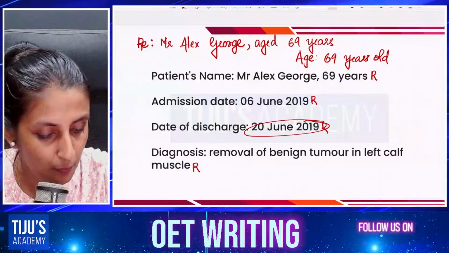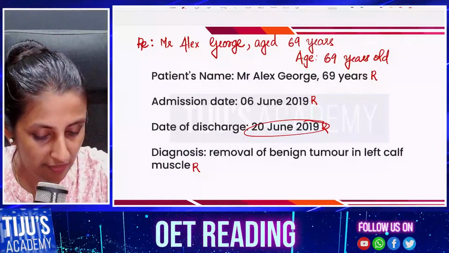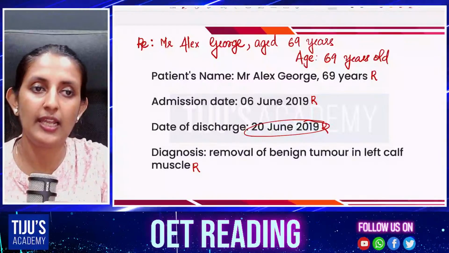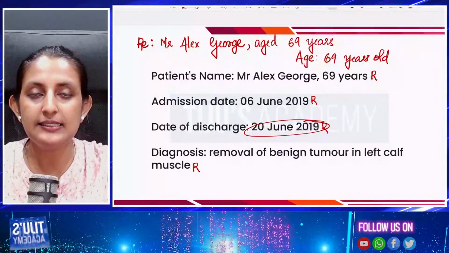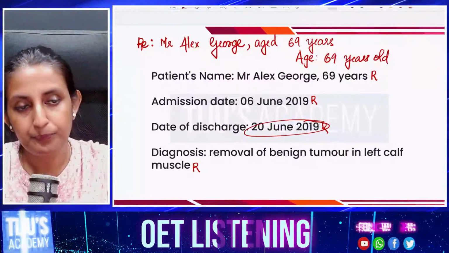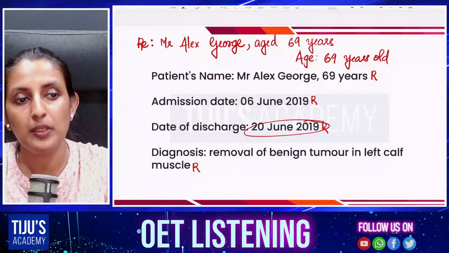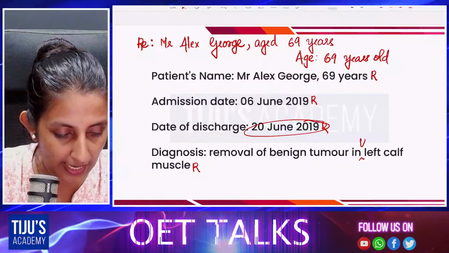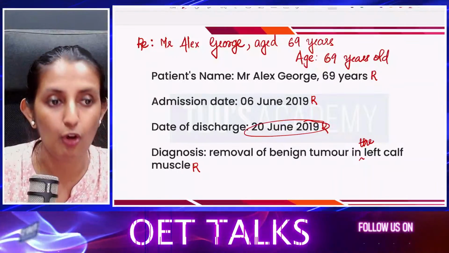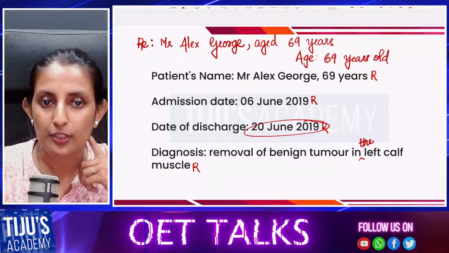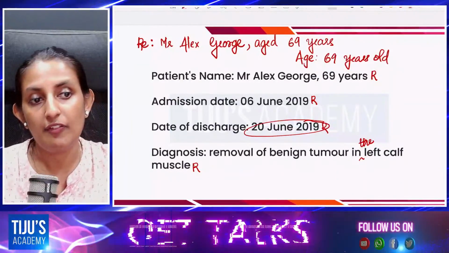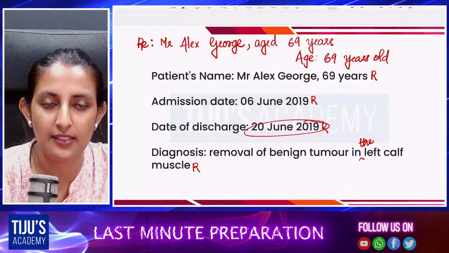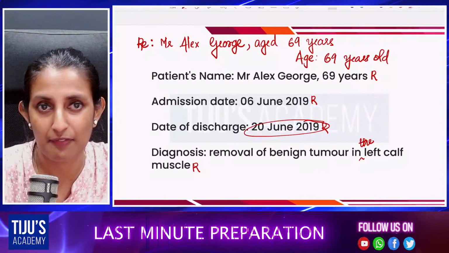The patient had a removal of benign tumor in the left calf muscle. So if it's a surgery, how can we write the introduction? He is recovering after removal of benign tumor in the left calf muscle. Here you need to add the definite article "the". Why is it so? Because we have left muscles and right muscles as well. So if you want to specify any particular thing, we have to specify it using a definite article.